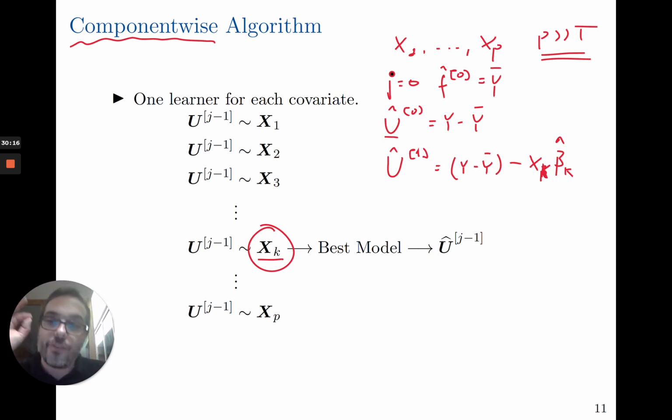One important point: once we select a regressor, like here we select regressor xk, we do not remove xk from the list. xk continues in the list, so we can select xk again in the second step, and on the third step, on the fourth step. So why can we do that?